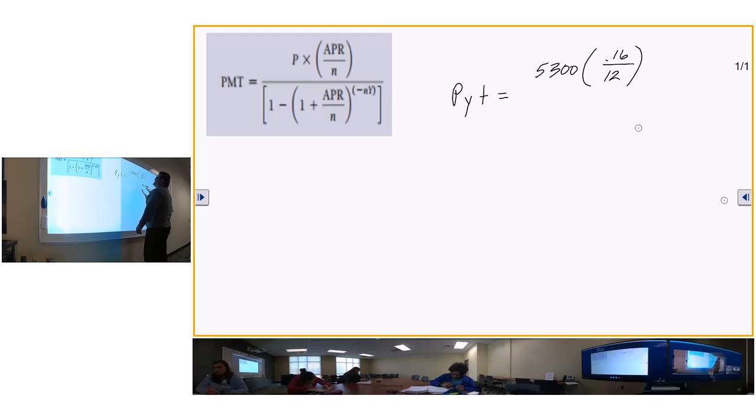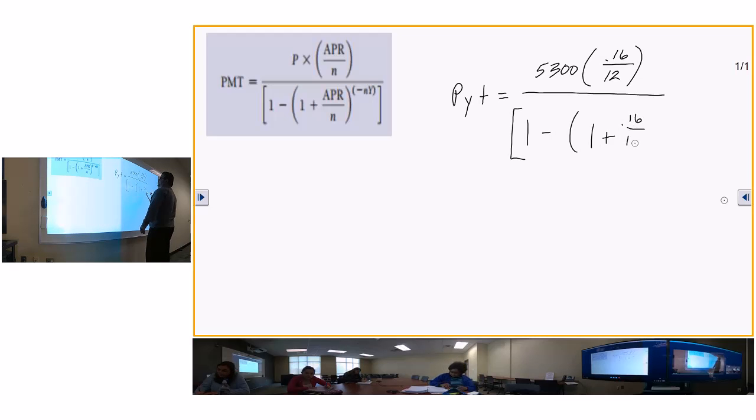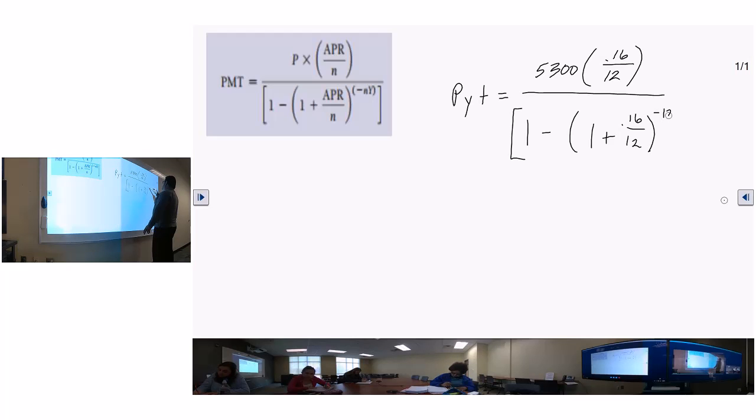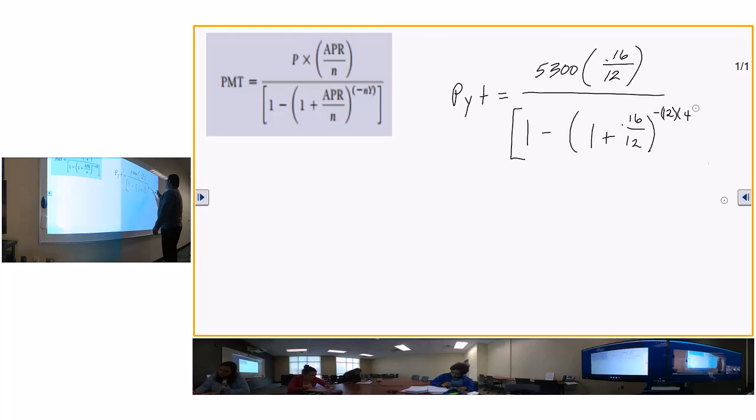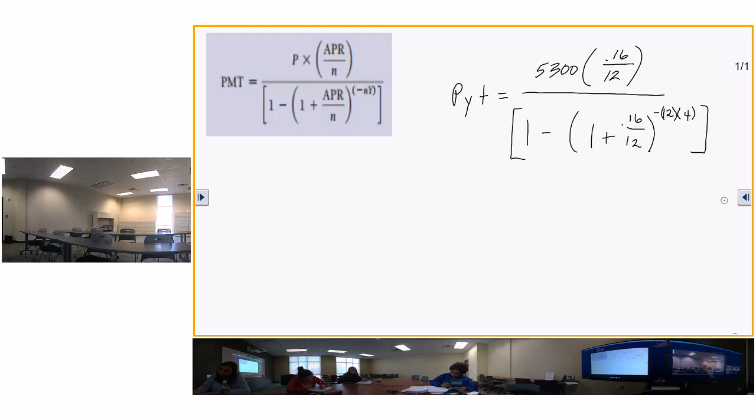What is 16%? Yes. Over 1 minus 1 plus R over N raised to the negative N, where N is 12 times, what, 4 years? T is 4. There it is. So now we're going to do the numerator and denominator, and we're going to stow them.